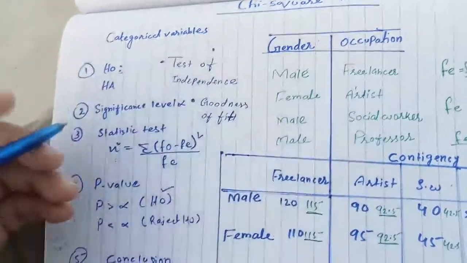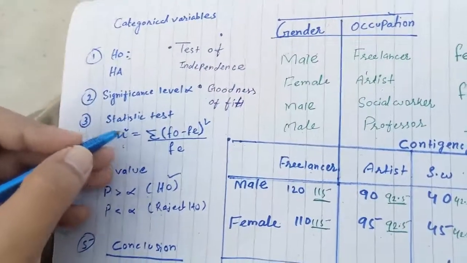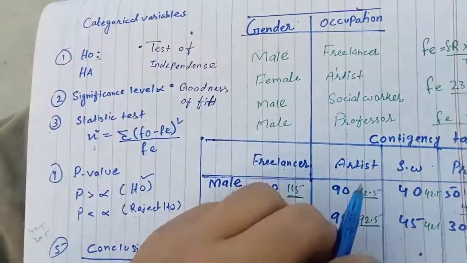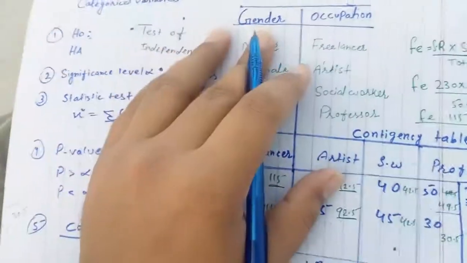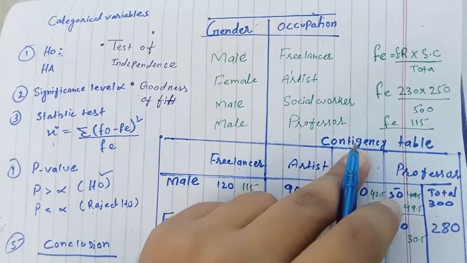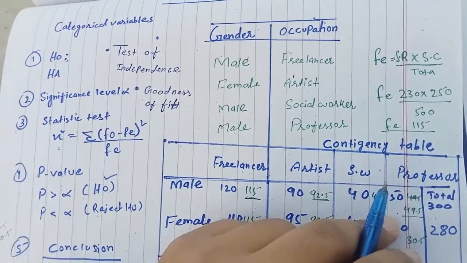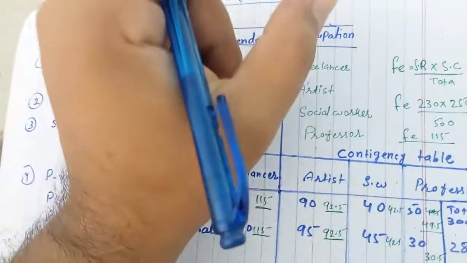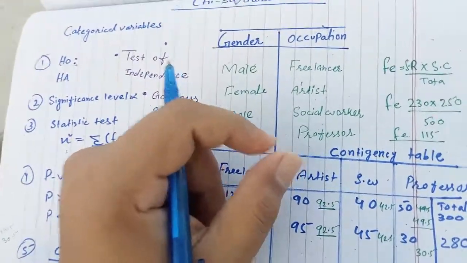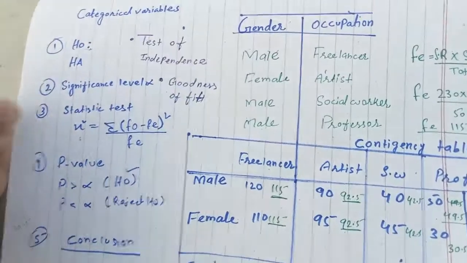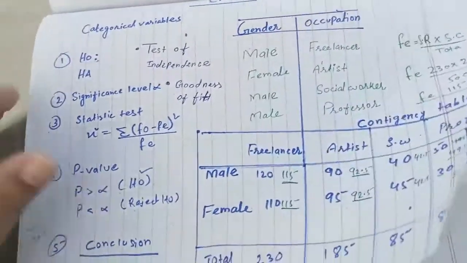Now how will we calculate this test statistic, right? Let's suppose we have a data set, and we will make the contingency table to calculate the expected frequency with the help of the observed frequency, right? Now what is the observed frequency and what is the expected frequency?